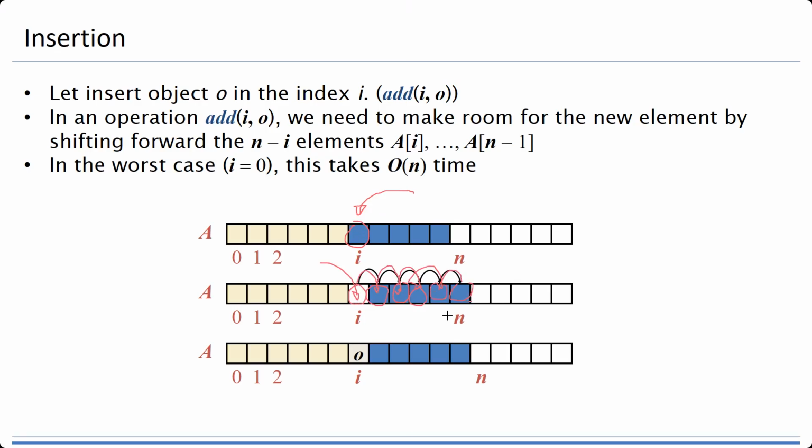Then we have a new element, and elements up to index n will be shifted. So in the worst case, when I equals 0, it will take O(n) time. If you are going to put the object O here, then it means you will take n steps to shift every object by one position until n.